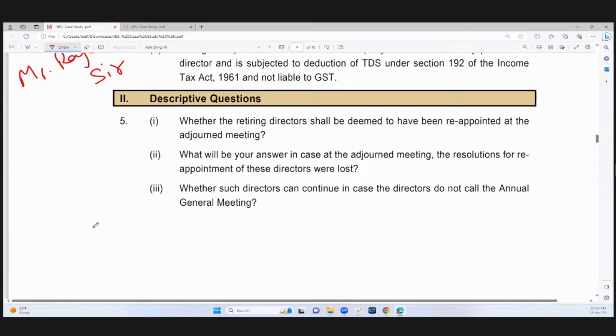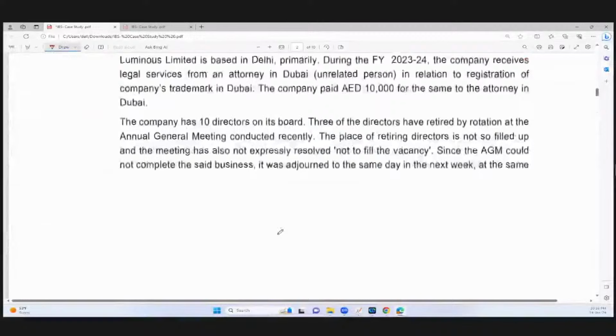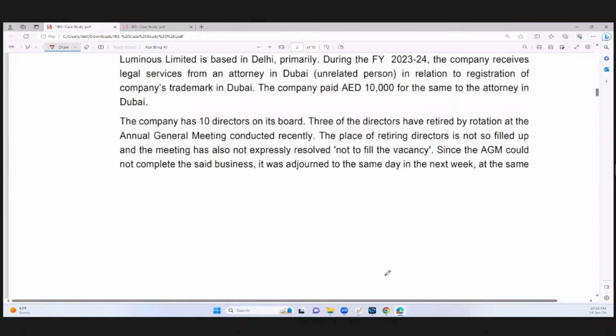Sir, this question is based on retiring directors, reappointment, rotational directors, so we have to go to the case study. We will read the facts again. So here is the related paragraph. The company has 10 directors on its board. Board of directors, आपको पता है composition. You all must know what is the composition.